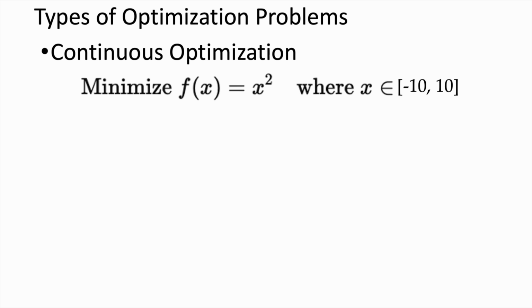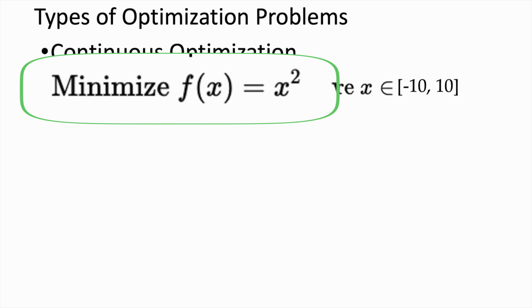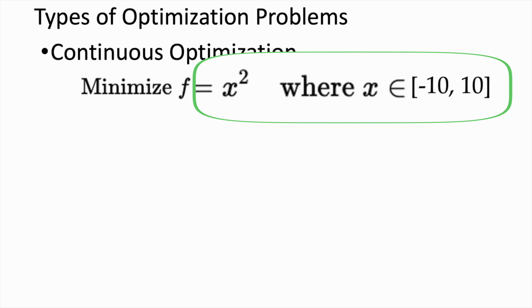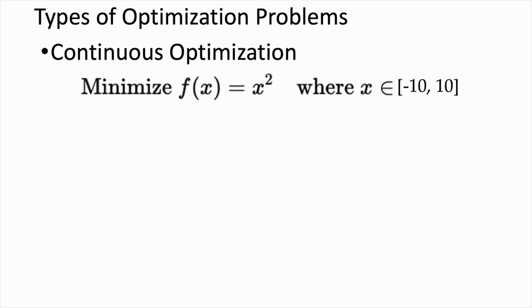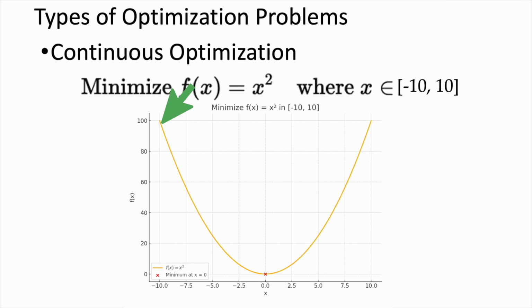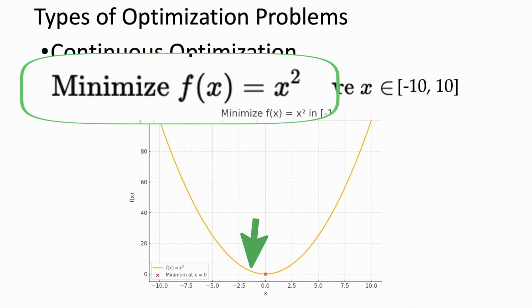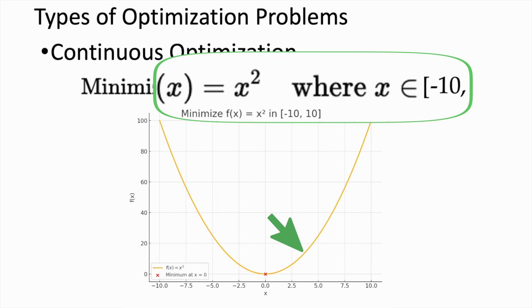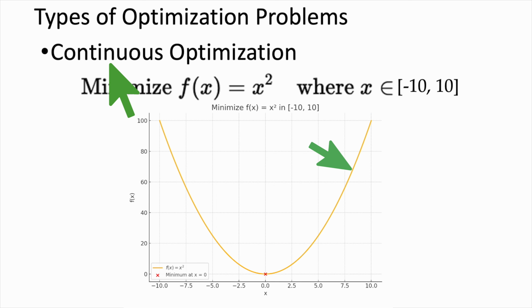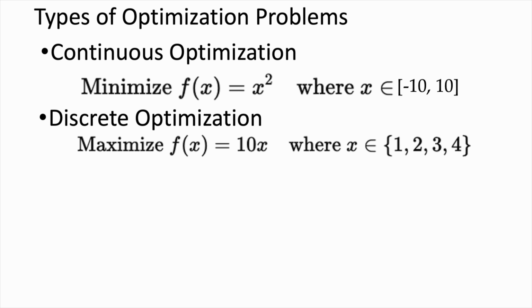In our example, we are minimizing x squared, where x can take any value between -10 and +10. Since the function is defined for every point in that range, and the graph forms a smooth, unbroken curve, this is a continuous function. That's why this problem is called a continuous optimization problem. Now let's talk about discrete optimization.